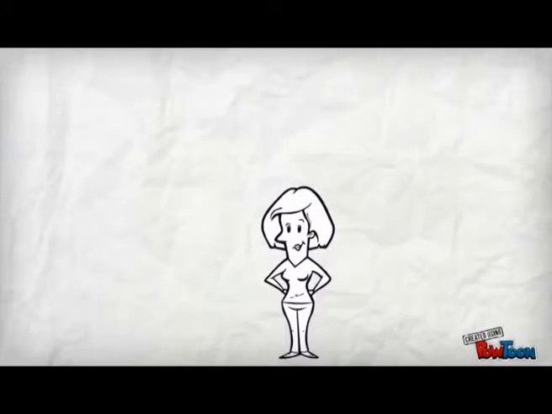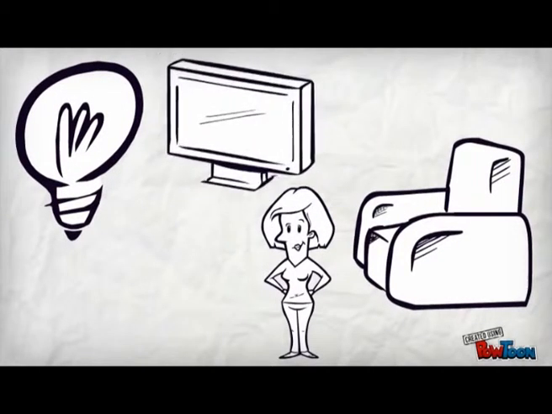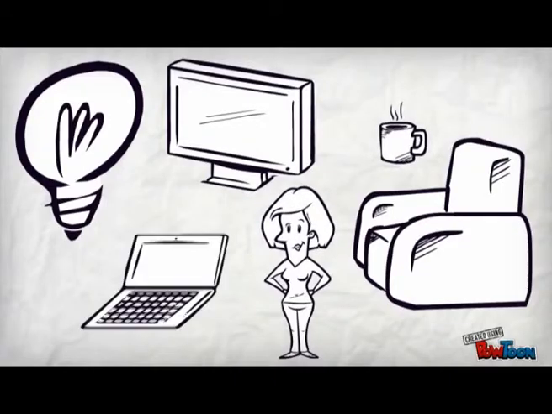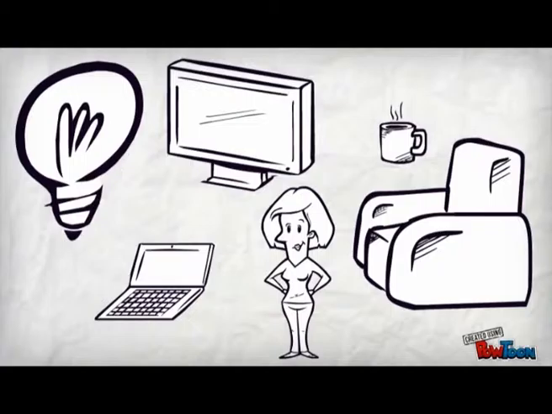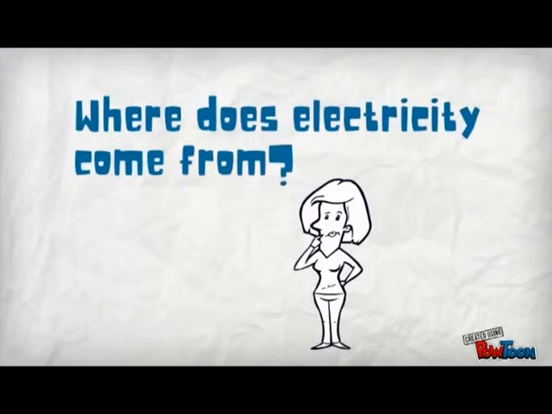This is fairly common. You go into a room and turn on the light, plop down in your comfy chair and switch on the TV, maybe heat up a little something in the microwave, and of course, grab the laptop to check on friends. But those items all use electricity. So where does electricity come from anyway?